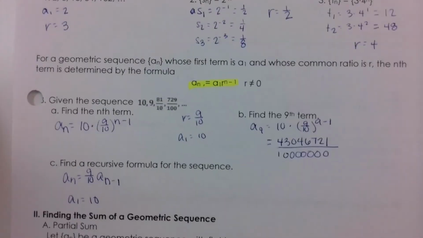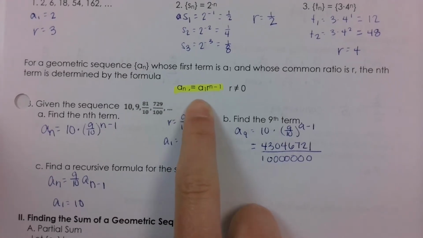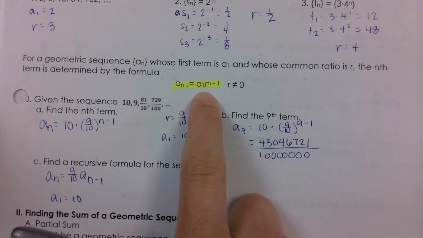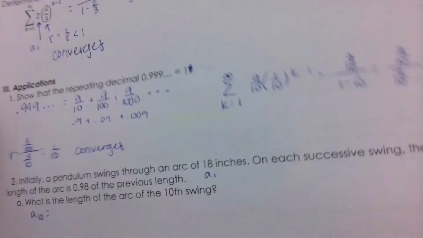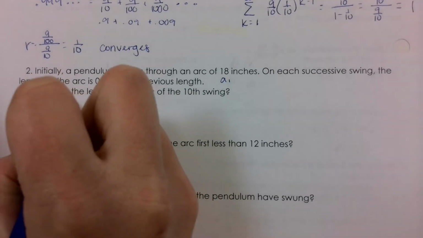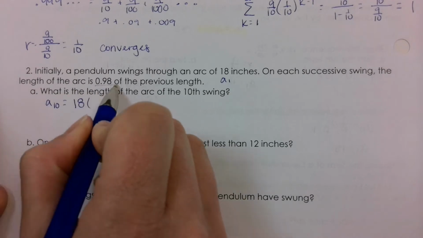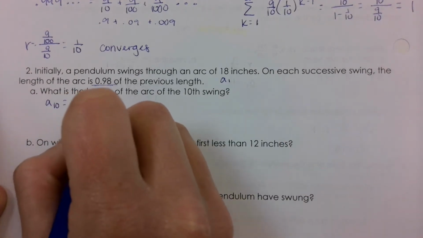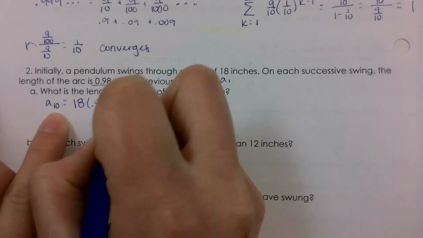If we flip back over, we are using this guy right here. We need our first term, we need our r value, we know what n is, so we're good to go from there. So first term and r value, those are two things that we need right now. Do we know what our first term is? 18. Did they give us an r value? 0.98, that's your r. And our exponent was n minus 1, so we'll do 10 minus 1.